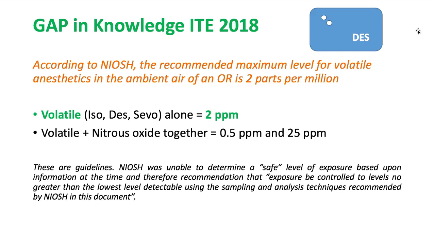That is, iso, des, or sevo, we're not supposed to have more than 2 parts per million in the air around us. If a volatile and nitrous are combined together, it is reduced to 0.5 parts per million of the volatile and 25 parts per million of nitrous oxide.